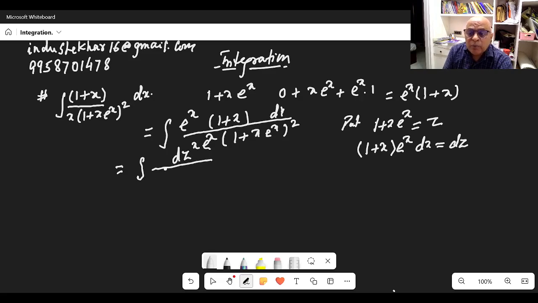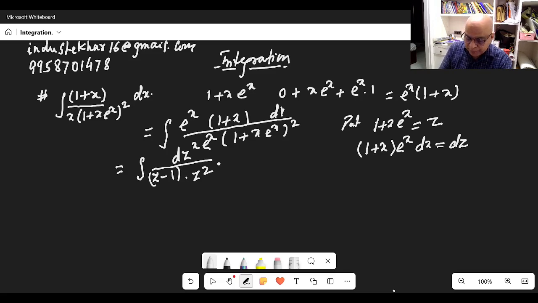x e^x. How much will it be? Here just see, 1 plus x e^x is equal to z. So x e^x will be z minus 1. So write here x e^x as z minus 1. And then this (1 plus x e^x) whole squared, we have already put 1 plus x e^x as z, so this will become z squared. So this is now our very simple form, and we can easily do it by using partial fractions.